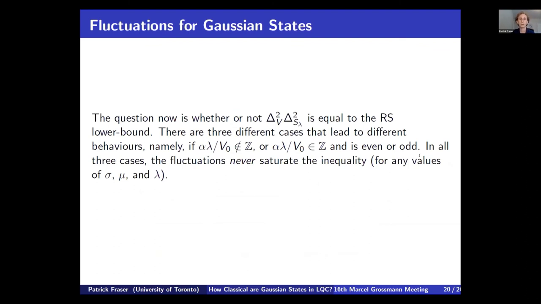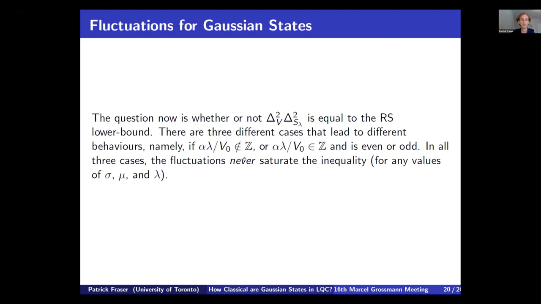Now, the question is whether or not the product of these fluctuations is equal to the lower bound of the Robertson-Schrodinger inequality. There turn out to be three different cases to consider here. I'm not going to go through the calculation because it's entirely routine, but it gets rather cumbersome and it's frustrating to keep track of everything. All the details are spelled out in the paper. Basically, the three cases lead to different behaviors of the fluctuations.